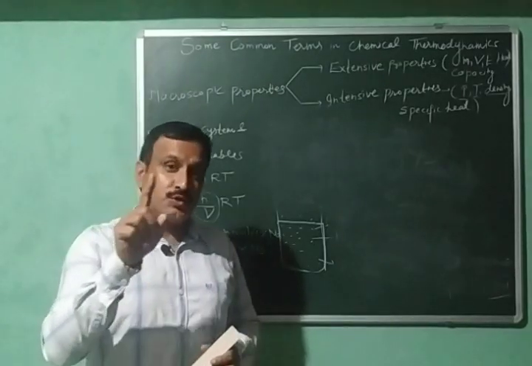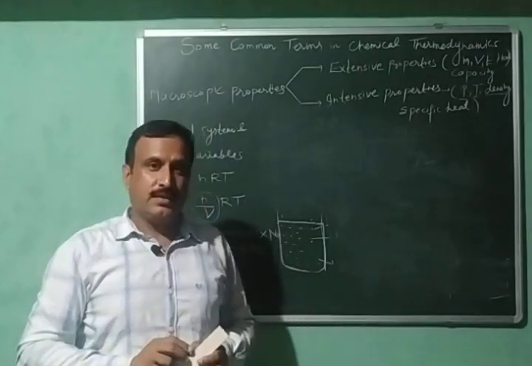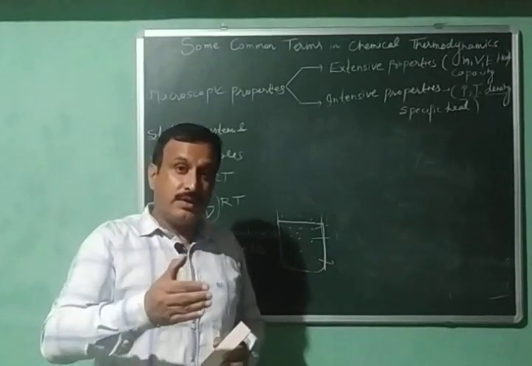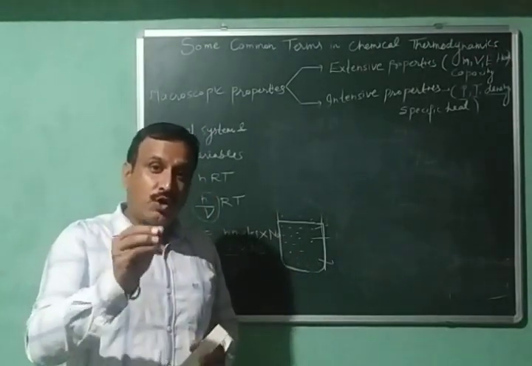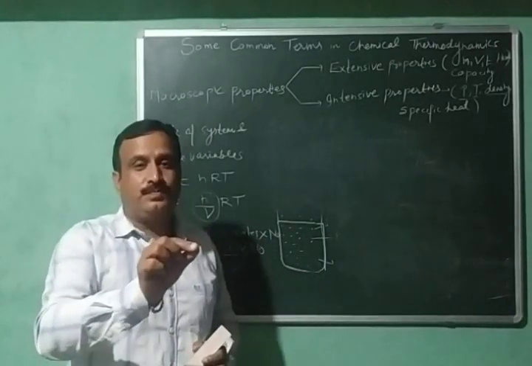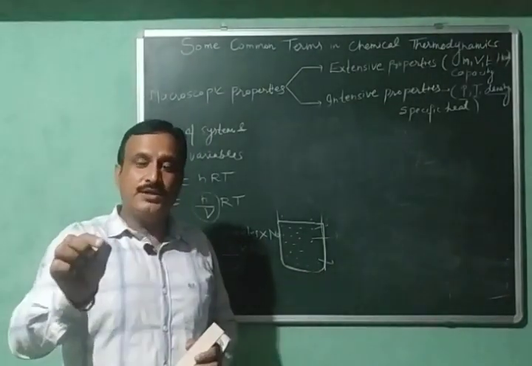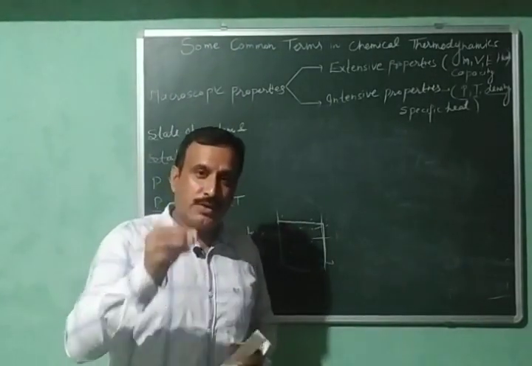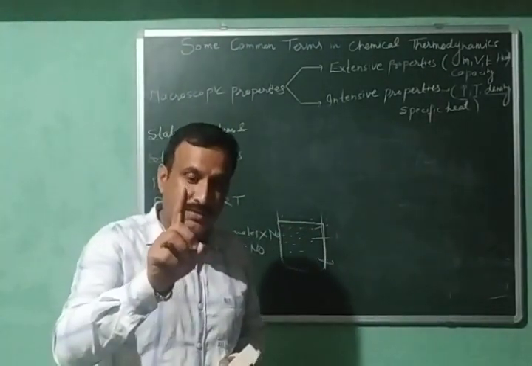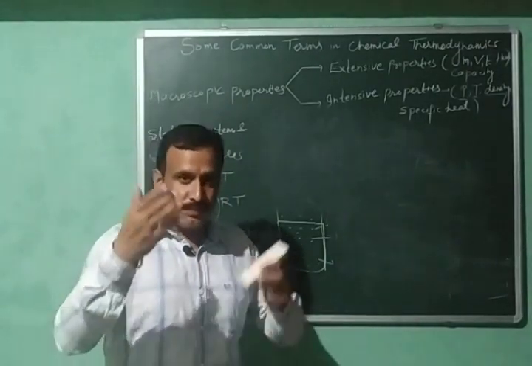1 gram of a substance through 1 degree Celsius. How is it different from the heat capacity? In heat capacity, the temperature of the entire system is increased through 1 degree Celsius. But in specific heat, the temperature of only 1 gram of a substance is increased through 1 degree Celsius.